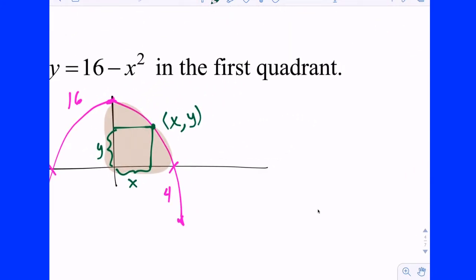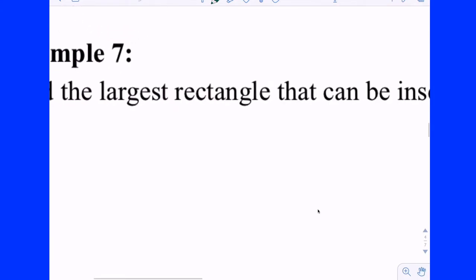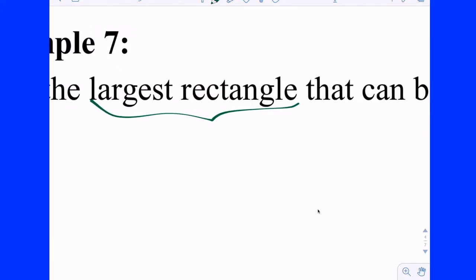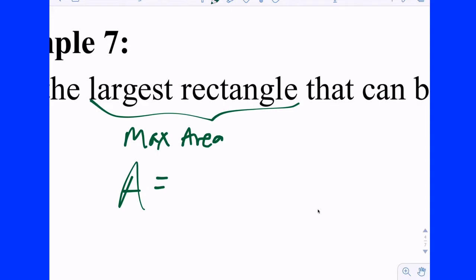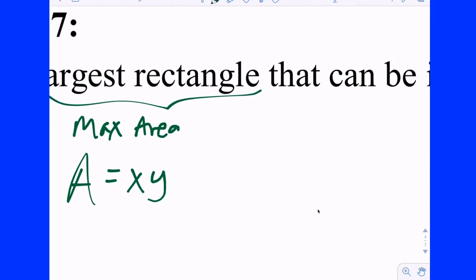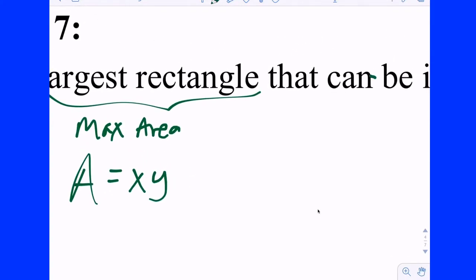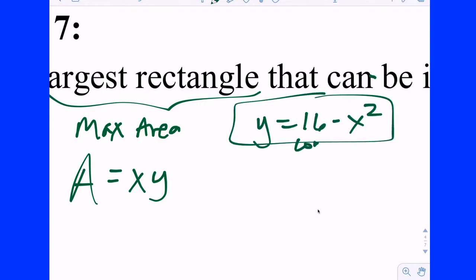Okay, so here we go. We're trying to find the largest rectangle. So what is it that we're trying to optimize? Area. Good. So we're trying to maximize the area. The area of my rectangle A is going to be x times y. Everyone okay with that? And what's preventing me from making it infinitely large? Well, the fact that it has to stay under this curve here. So this is your constraint equation.